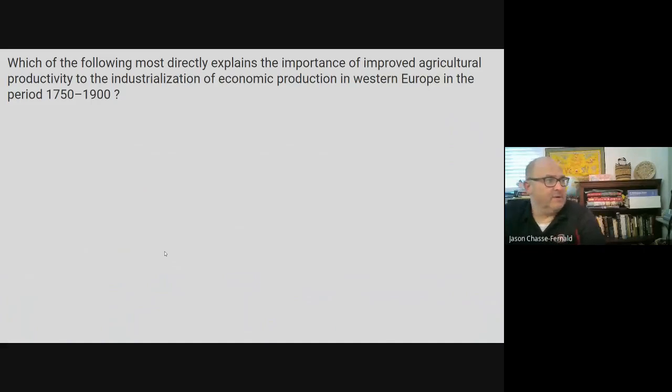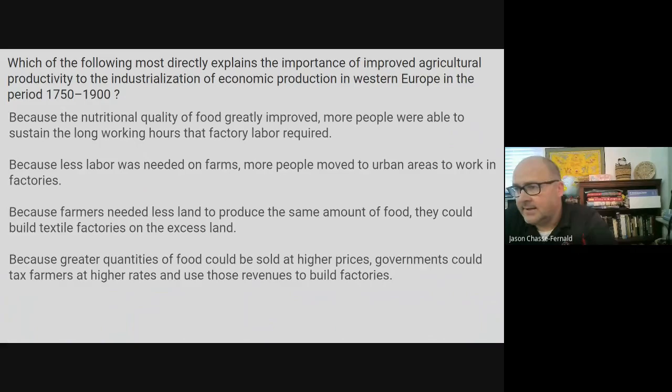All right, so this will be a multiple choice review. Which of the following most directly explains the importance of improved agricultural productivity to the industrialization of economic production in Western Europe in the period? All right, so your possible answers. Go ahead and pause it and read through those, and I'll come back in a second.